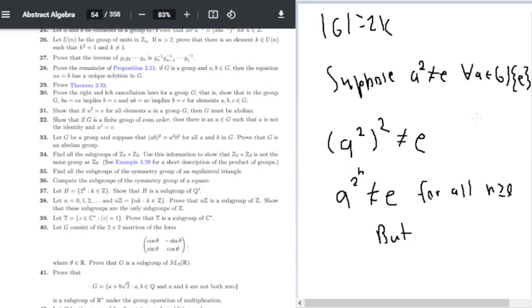Alright, how do I best phrase this? I'm trying to think of the proper wording. A to the n is not equal to E. But by the pigeonhole principle. Now it's back to being confusing again. I had that one moment of cleverness. Alright, so suppose A squared is not equal to E, right? And A squared squared is not equal to E. And then A to the 2 to the n is not equal to E for all n greater than 0.